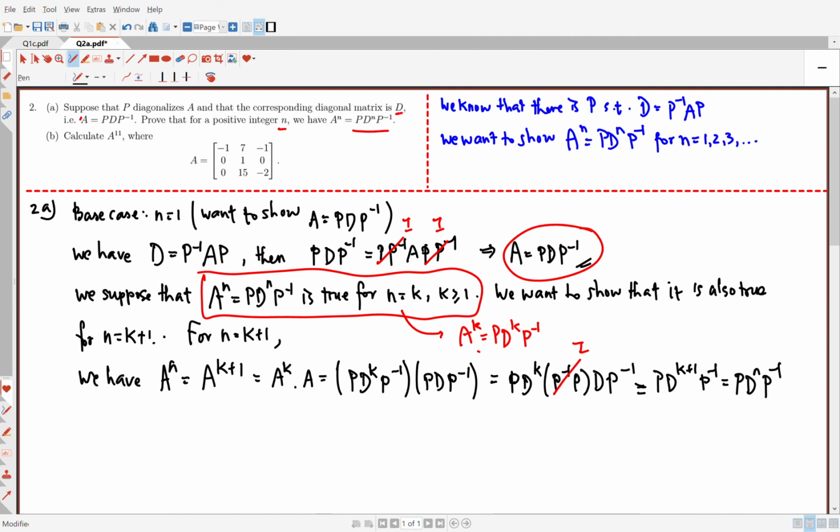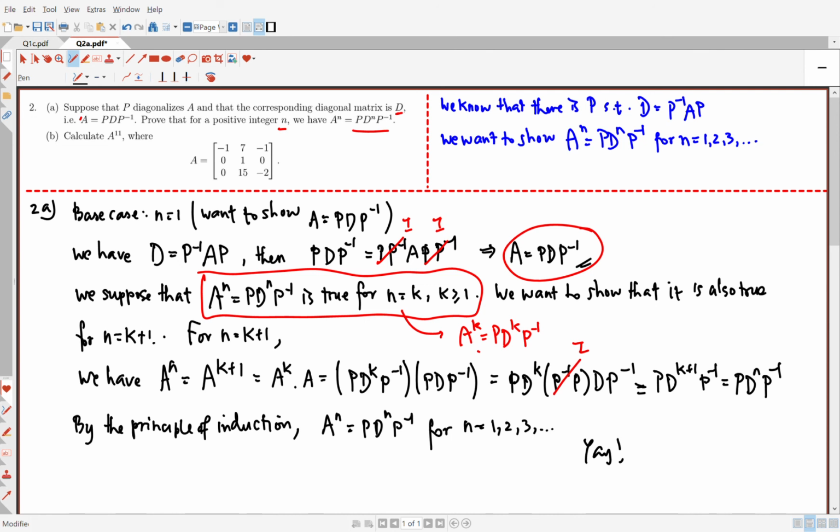So by the principle of induction, A to the power of n is equal to P D to the power of n P to the power of minus 1 for n starting from 1, 2, 3, and so on. Okay, we are done. Hope it is clear.